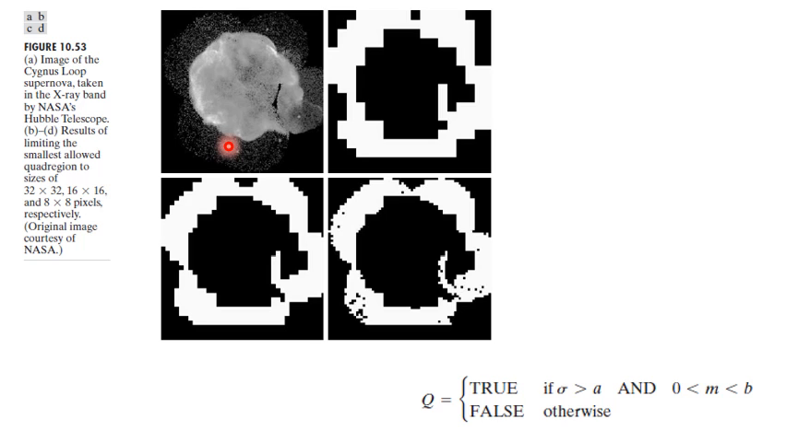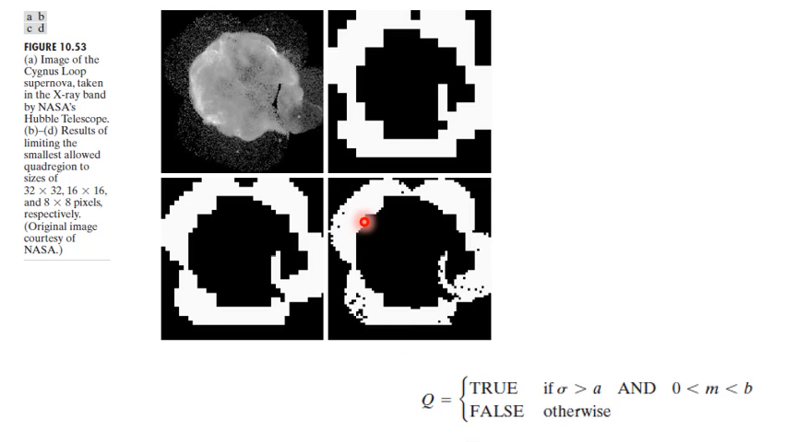So how do we define a predicate? Maybe I will define a predicate true if the standard deviation is greater than alpha, and if the mean m is between 0 and b, and false otherwise. Here initially, this is the image of the Cygnus loop, and you can see figures B, C and D. B allows the smallest quad region to be of size 32 cross 32. Here, the smallest quad region criterion is 16 cross 16, and here it is 8 cross 8 pixels.